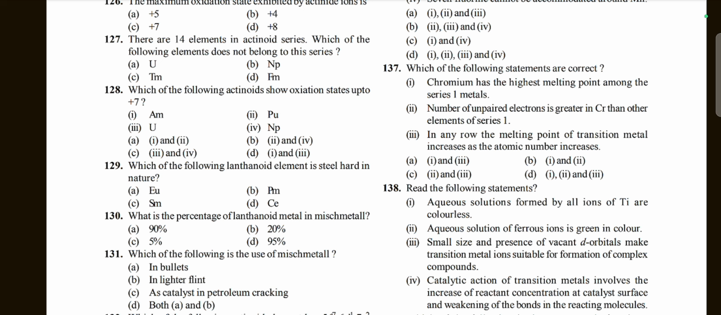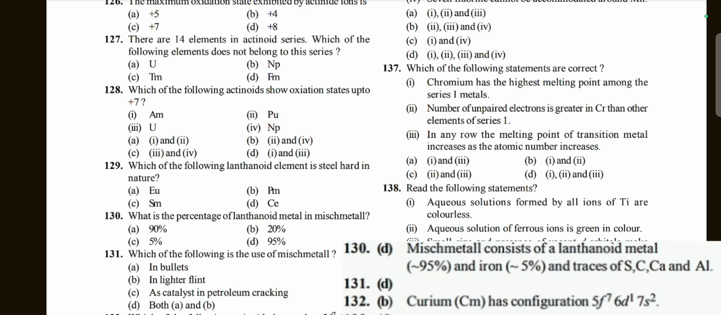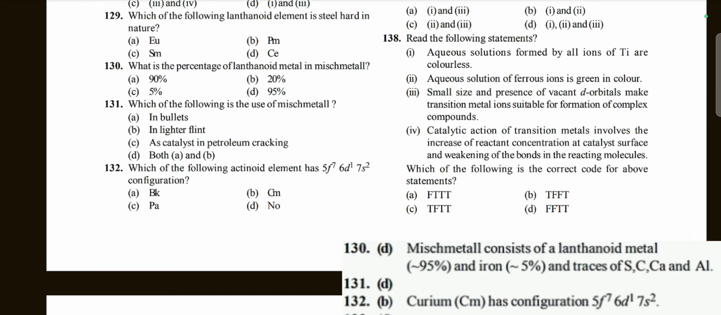What is the percentage of lanthanoid metal in mixed metal? So it is 95%. So mixed metal consists of lanthanoid metal 95% and iron 5% and traces of sulfur, carbon, calcium and aluminium. Which of the following is the use of mixed metal: in bullets and lighter flint, as a catalyst in petroleum cracking? So all of these will be the answer. Sorry, not all of these, both A and B will be the answer.